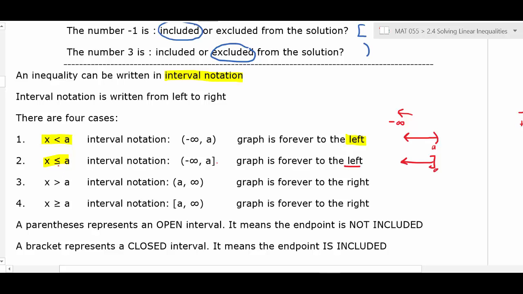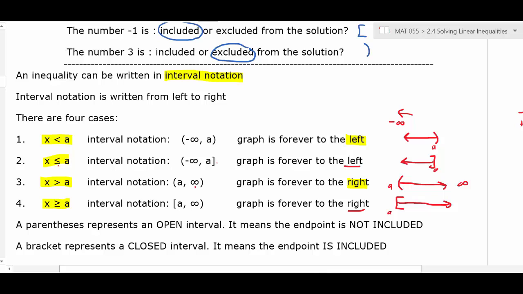Okay. Then the next one is greater than a. This is forever to the right this time. And this would look like this. You would have a parenthesis shading to the right. And if you go to the right, infinity's on the right. So you would start with a, with a parenthesis, and then go all the way to the right like that. Forever to the right. And then the last one is x is greater than or equal to a. So the slight difference on this is it's going to be a bracket. Then it's going to be shaded forever to the right like that.